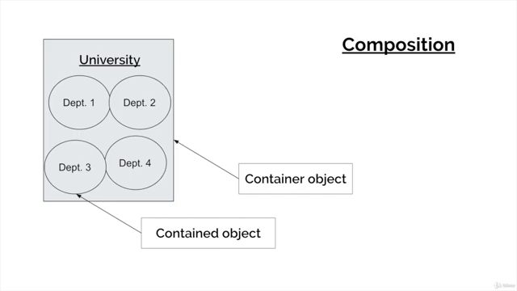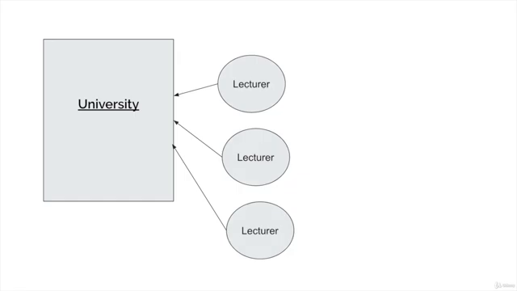Now let's understand what aggregation is and how it differs from composition. We'll take the same example of a university, but this time we'll bring lecturers into the picture. A university has several lecturers. There is a possibility of lecturers existing when the university is destroyed. A lecturer can go elsewhere and take lectures, so the university existing or shutting down doesn't matter to them.